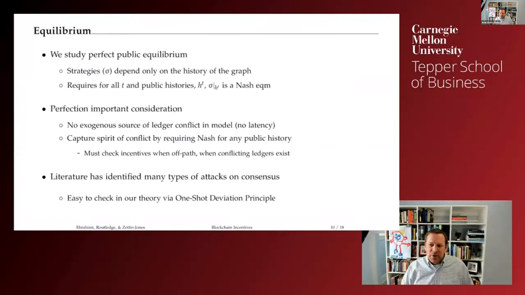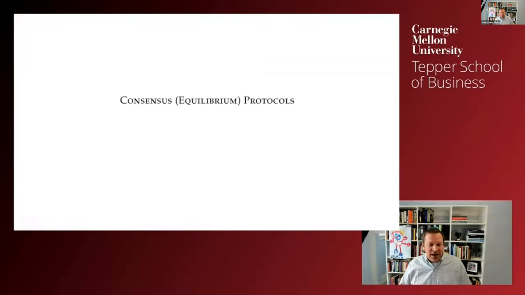So again, I have to speed up a bit. We're studying perfect public equilibrium. Strategies depend only on the history of the graph, not miners' private histories of actions. What this imposes is a requirement that for every date T and every public history, the continuation strategies induce a Nash equilibrium. For us, we have no exogenous forcing process for conflict in the ledger. There is no sense in which two blocks can get added at the same time; one block gets added per period. But by studying a notion of perfection, we can start with graphs that have conflict and ask, does a given protocol or proposed strategy induce consensus? One of the values of writing this down as a game in this way, of course, is we can apply standard tools from game theory, like the one-shot deviation principle, to evaluate equilibria.